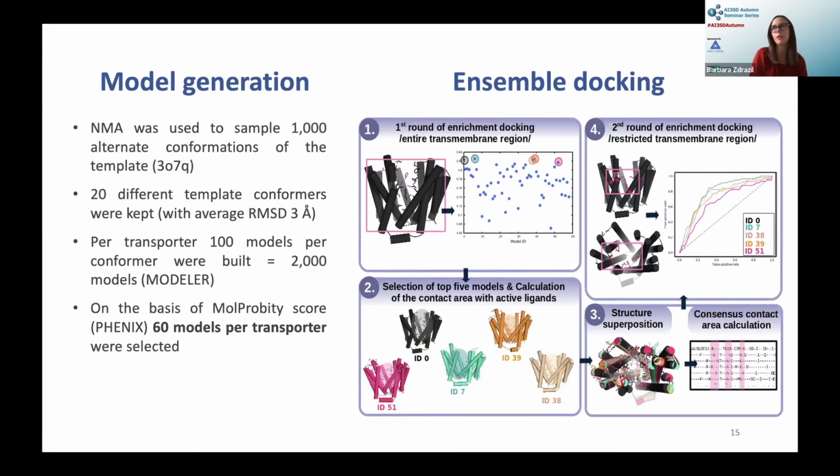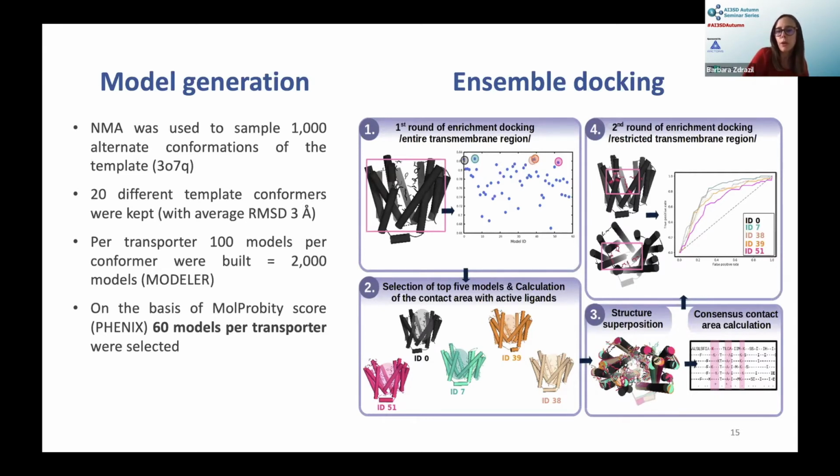And then we built 100 models per conformation, which led to 2,000 models per transporter. Then we looked at some quality criteria, like the small property score, which looks at clashes, Ramachandran plot, and so on, to sort out the low quality models. We ended up with 60 models per transporter. Then we docked into the 60 models our ligand data set that we had collected previously, plus decoys to have a larger set of inactives.